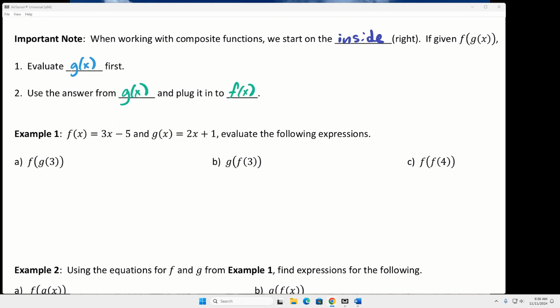Okay, and so for example 1a, well example 1 and 2, f of x is going to be 3x minus 5, and g of x is going to be 2x plus 1. And on a, we're going to find f of g of 3. And so that f is just going to hang out. And then we're going to take 3 and put it into the g function, which means I'm going to multiply it by 2, and then I'm going to add 1 to it.